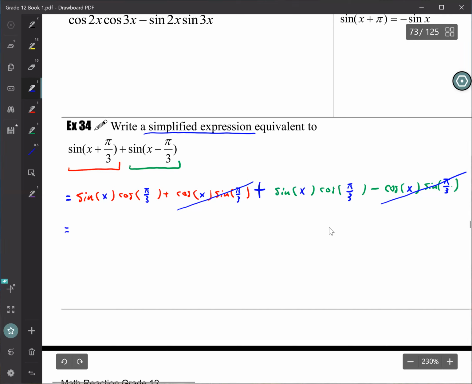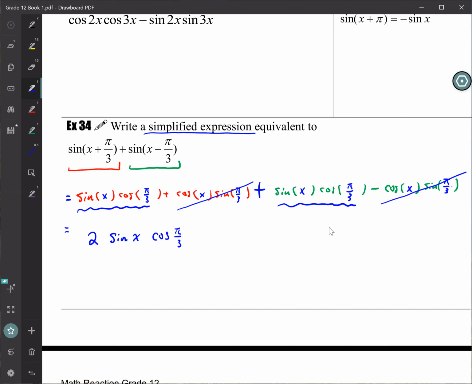Do 2 times sine x cosine pi over 3. Yeah, okay, because they are the same, right? Since they are the same, we can add them up. So you get double of sine x cosine pi over 3. It's much shorter now, right? But I'm still not satisfied. What else can we do to simplify even more? Anything else we learned that you can do more? Can we find something here still?